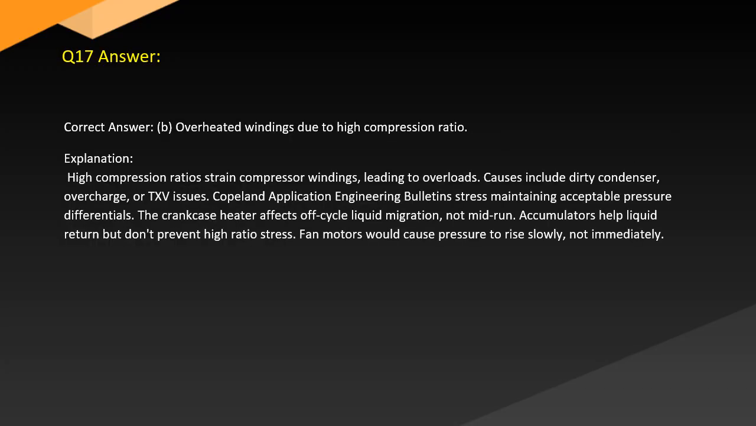Answer. Correct answer: B. Overheated windings due to high compression ratio. Explanation. High compression ratios strain compressor windings, leading to overloads. Causes include dirty condenser, overcharge, or TXV issues. Copeland Application Engineering bulletins stress maintaining acceptable pressure differentials. The crankcase heater affects off-cycle liquid migration, not mid-run. Accumulators help liquid return, but don't prevent high stress. Fan motors would cause pressure to rise slowly, not immediately.